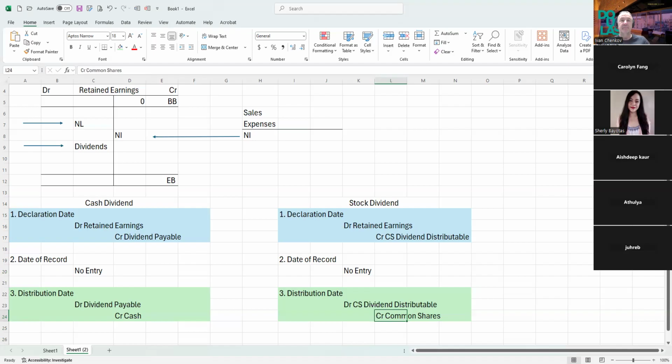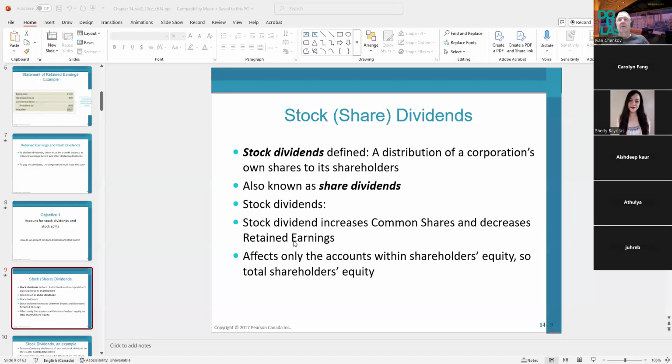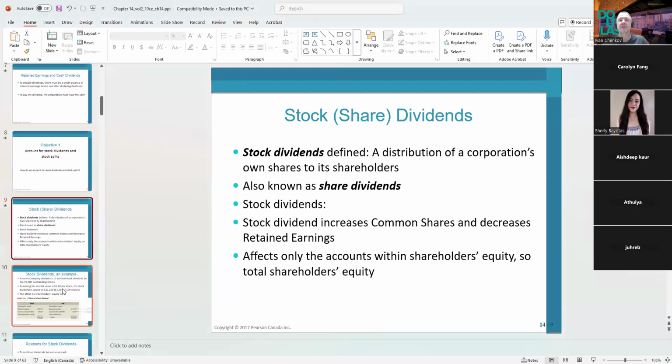So let's go back to the slides and let's see what the slides tell us. As we already saw, with the stock dividend we're going to increase the common shares and decrease the retained earnings. The effect all will be on the accounts within the shareholders' equity. So the total shareholders' equity is going to stay the same.